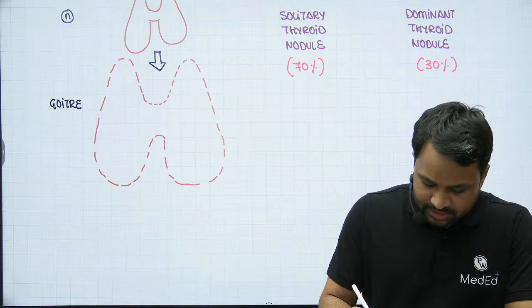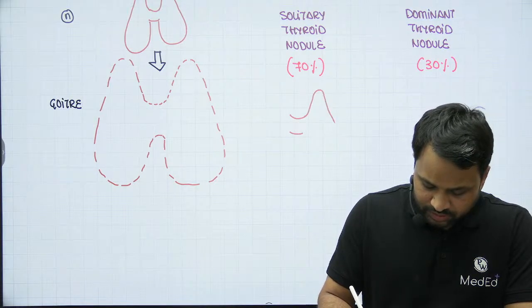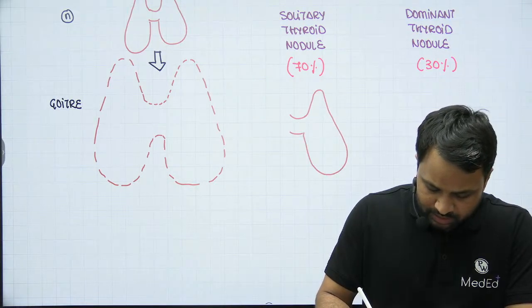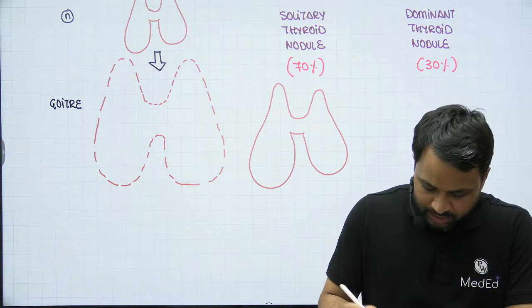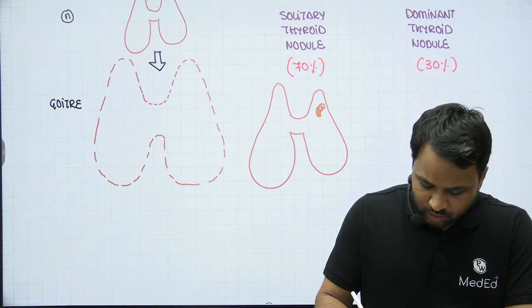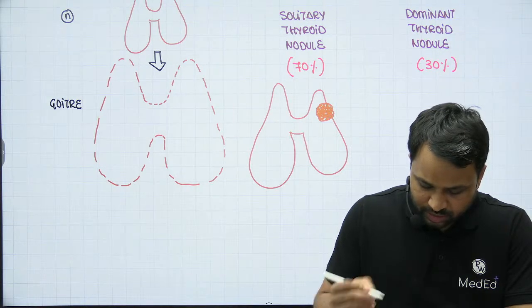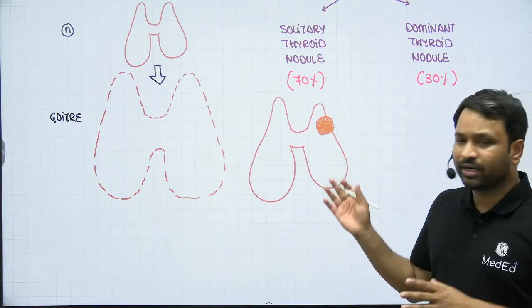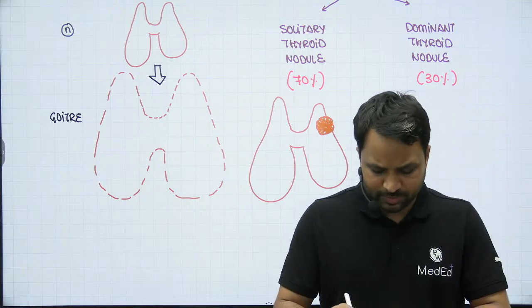Now, if you take this as the representation of the thyroid gland, this gland will now start to form a nodule. If it is going to be only at one particular site and only one isolated nodule, this will be called a solitary thyroid nodule. There is a single thyroid nodule that is present.